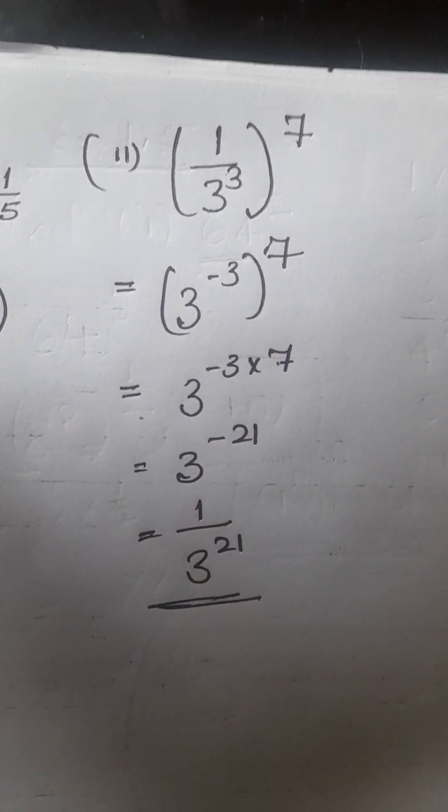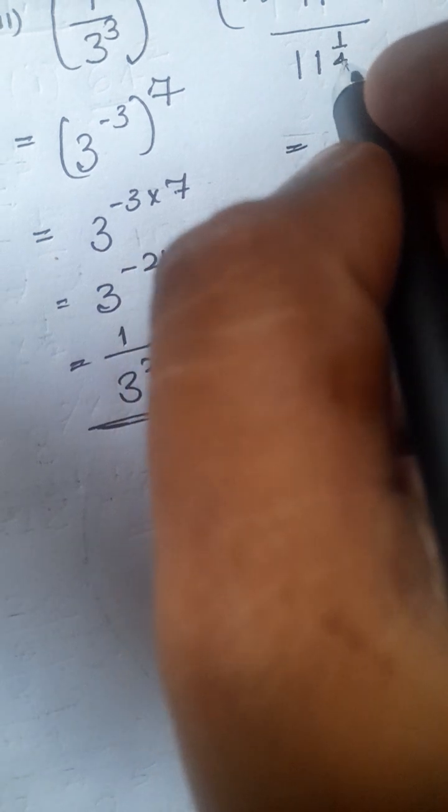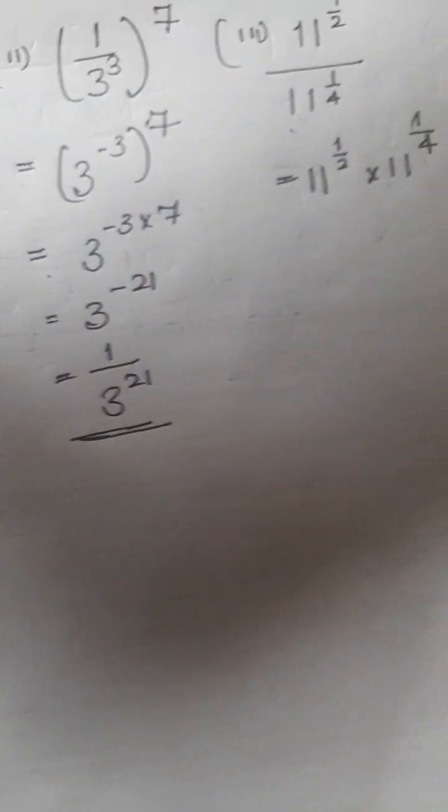Okay. Now let us see the third sum. Third sum says 11 to the power 1 by 2 divided by 11 to the power 1 by 4. So this is again, what do I do? Bases are the same. I bring this to the numerator. 11 to the power 1 by 2 into 11 to the power 1 by 4.